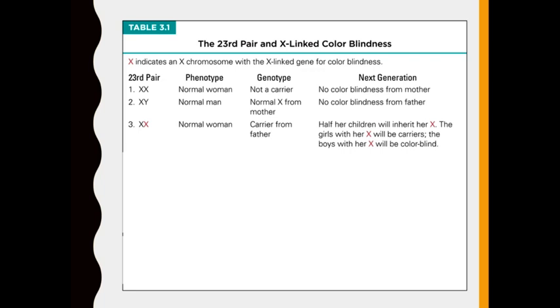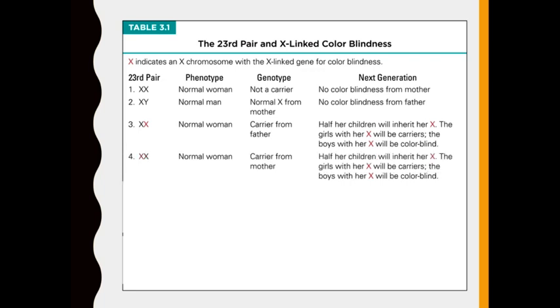But this chart was easy for me to grab, so I got one with a bad label on it. Same thing here. Now the difference is she inherited it from her mom. Same exact outcome for her children. Her children don't care which of the parents made mom a carrier. All they care about is whether they inherited the X or not.